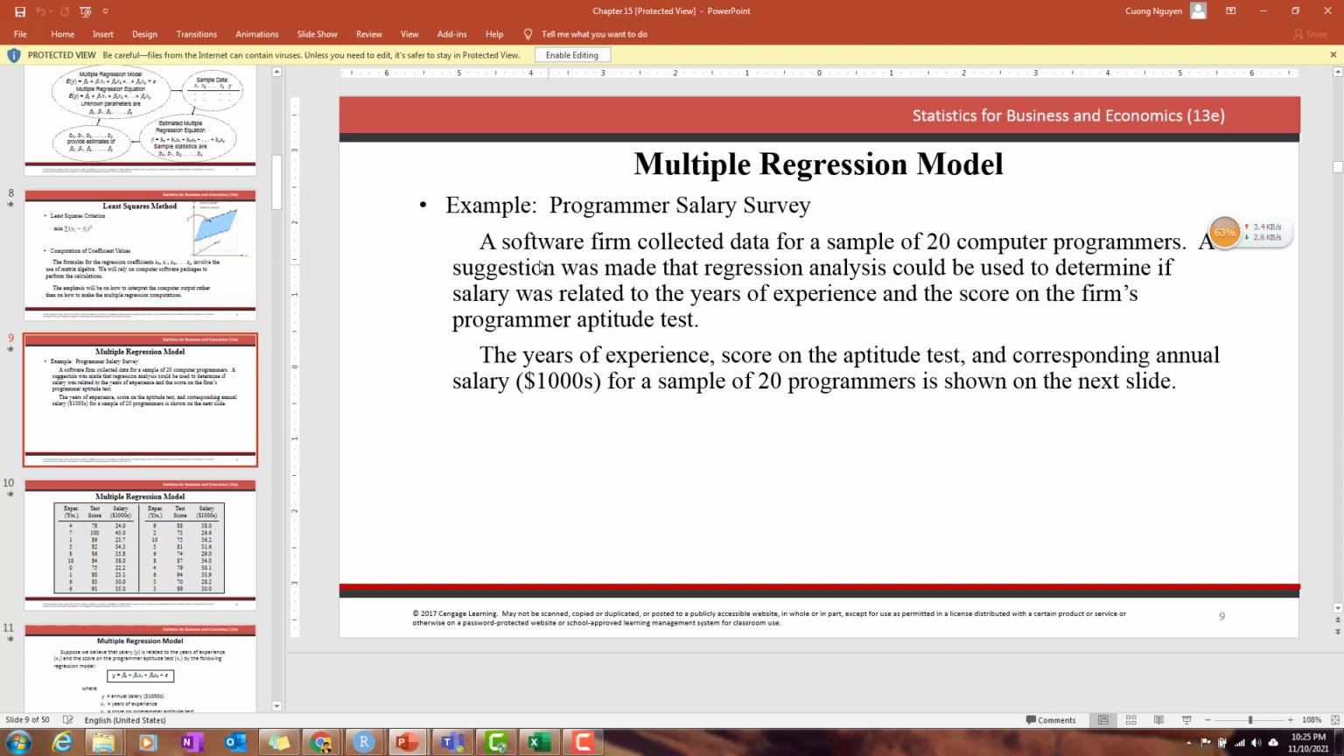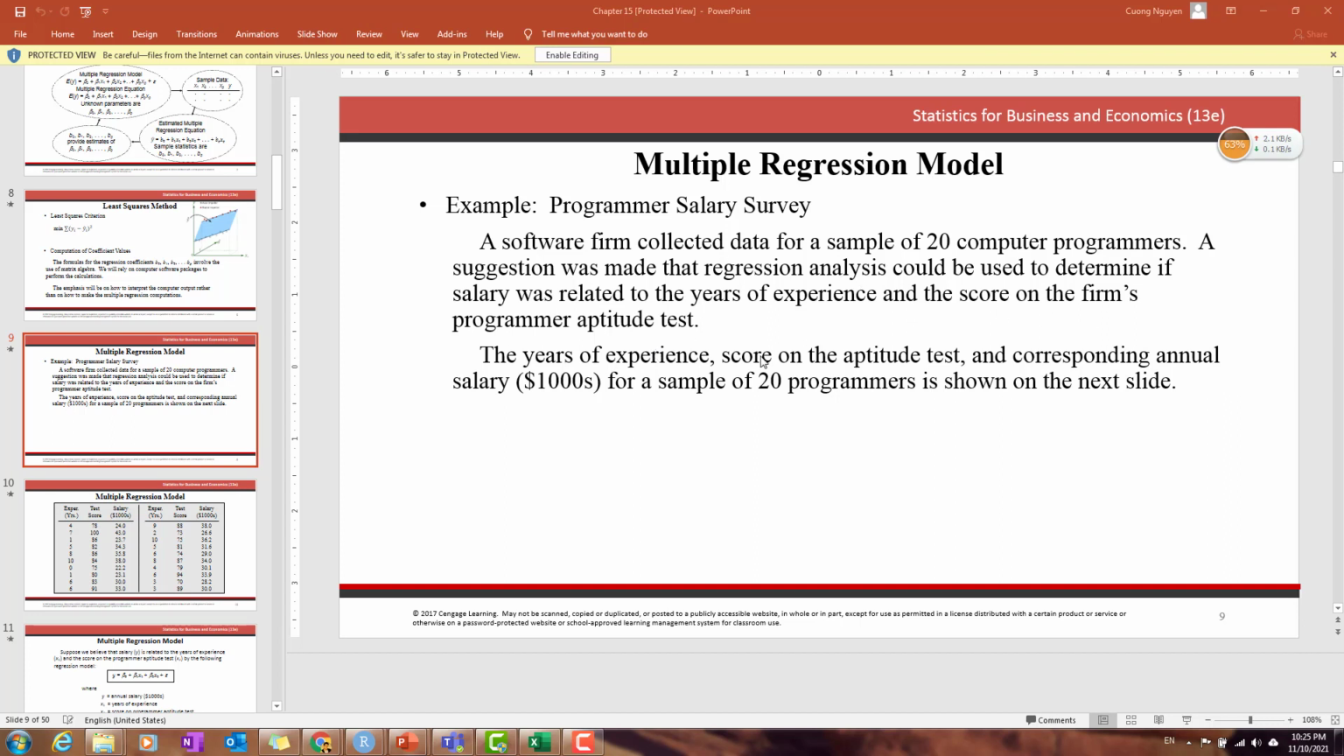I will show you later, but let's take a look at the business context of the data first. A software firm collected data from a sample of 20 computer programmers, the guys who make a lot of money, right? A suggestion was made that regression analysis could be used to determine if salary is related to years of experience and the score on the firm's programmer aptitude test.